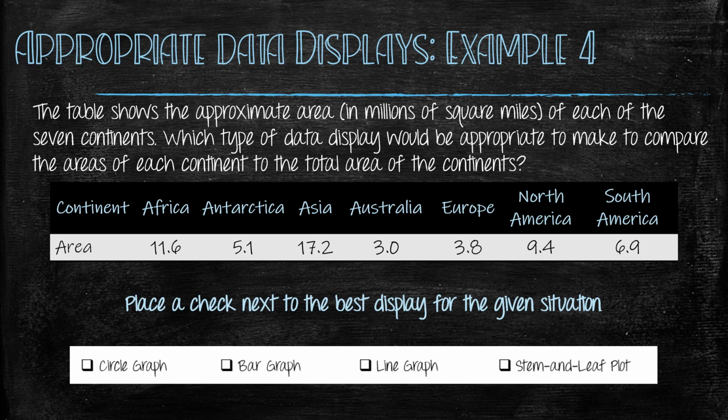Appropriate data displays. Example 4, table shows the approximate area in millions of square feet of each of the 7 continents. Which type of data display would be appropriate to compare the areas of each continent to the total area? So part to whole is going to be a circle graph.